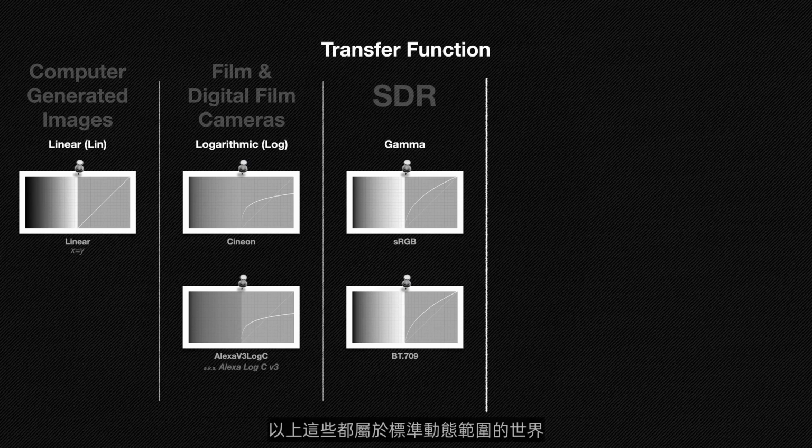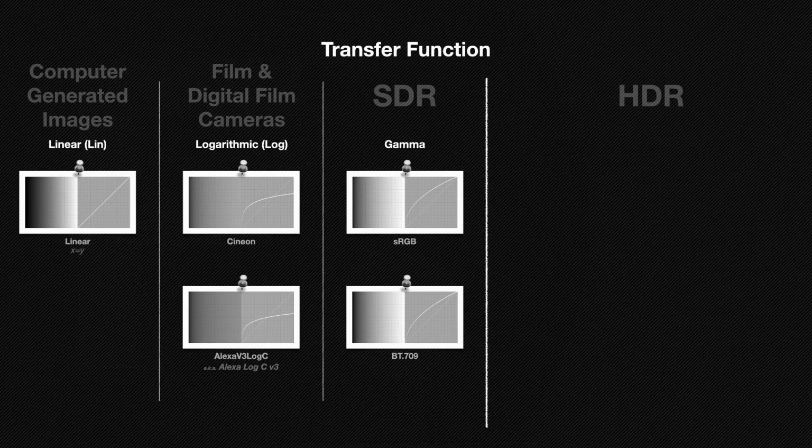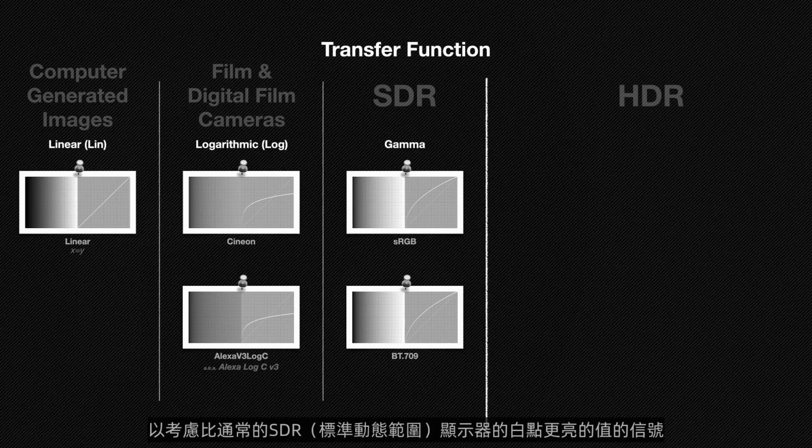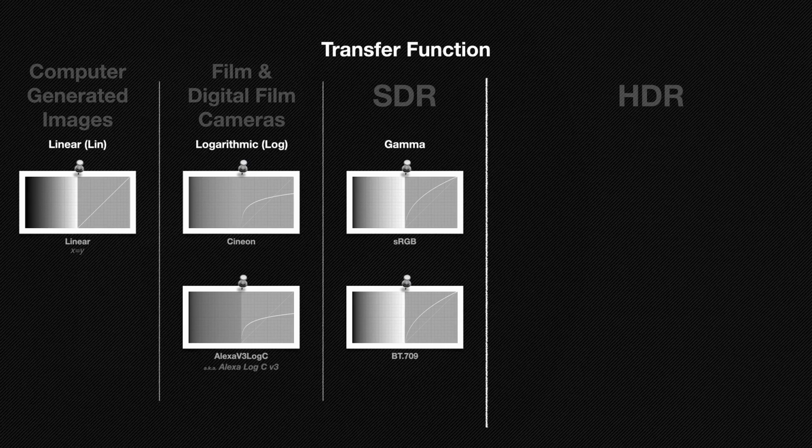This one belongs to the standard dynamic range world, but now, with modern displays, we are adding new categories that are going to keep in consideration the signals for values brighter than the usual white point of an SDR monitor. So, with a brighter white, we need special transfer functions.